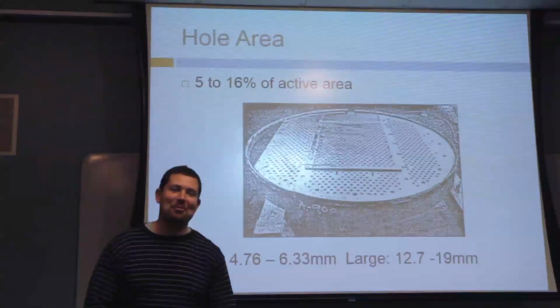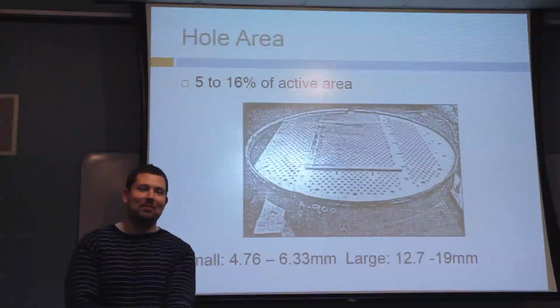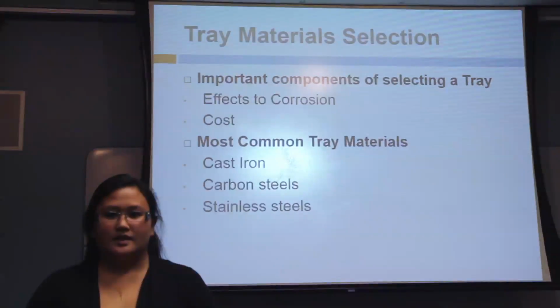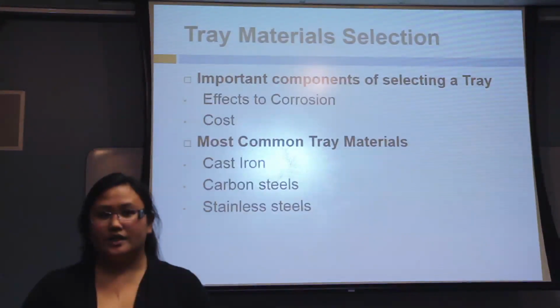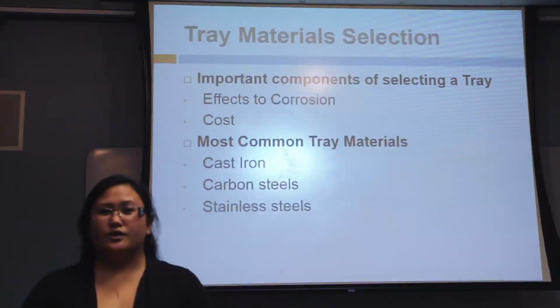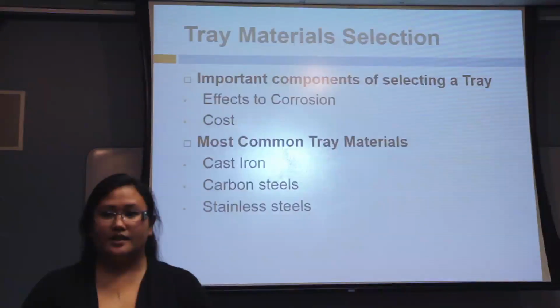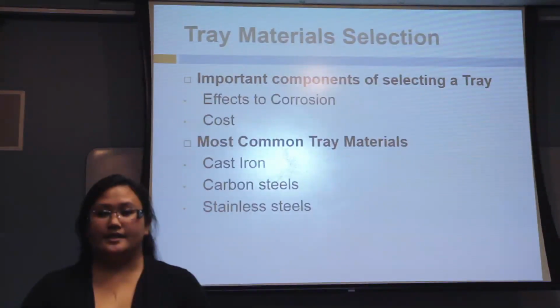Now Marianne will talk to you about material sizing, selection. How do you choose materials for trays? There's two important components for selecting a tray: effects of corrosions and the cost. There's also three most common tray materials that various industries use: cast iron, carbon steels, and stainless steels.